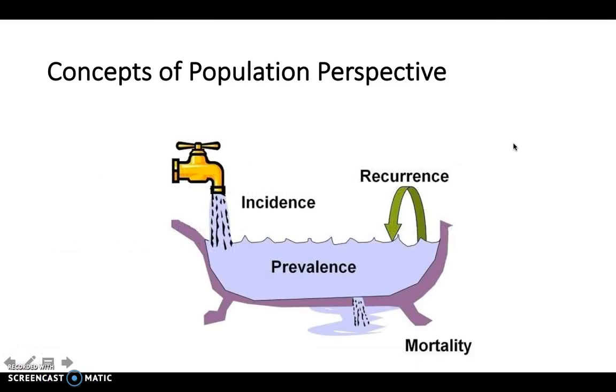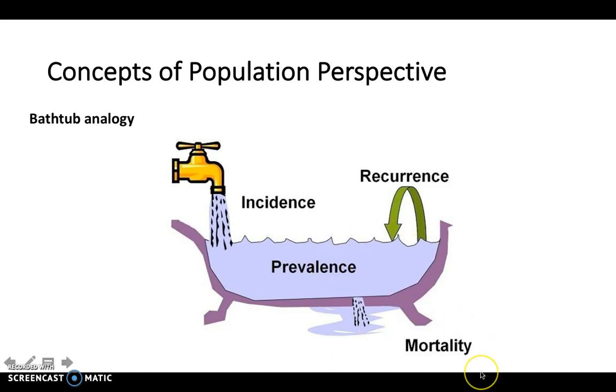The final concept to be aware of is the bathtub analogy, and essentially this is a metaphor describing how incidence and prevalence changes in a population. So the tap and the new water coming into the bath represents the incidence, so the new cases. The prevalence, or the water already in the bath, represents the cases that are already there, the diseases and illnesses that are already recognised as being in that population.